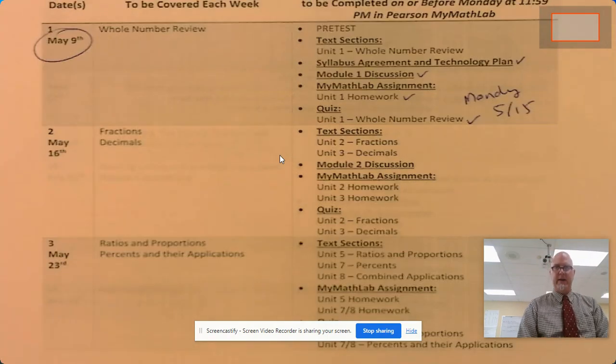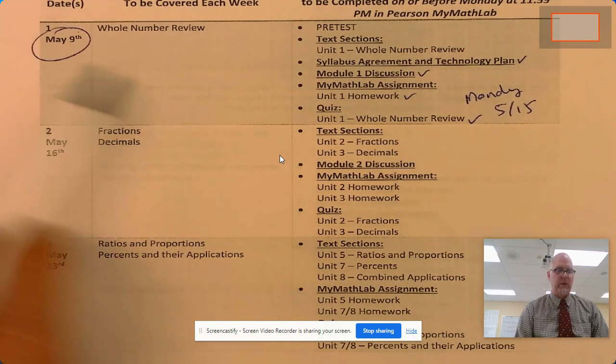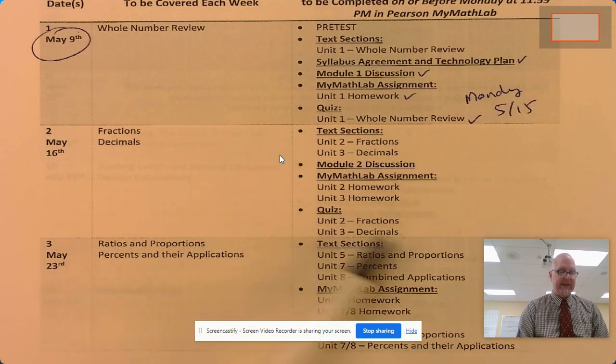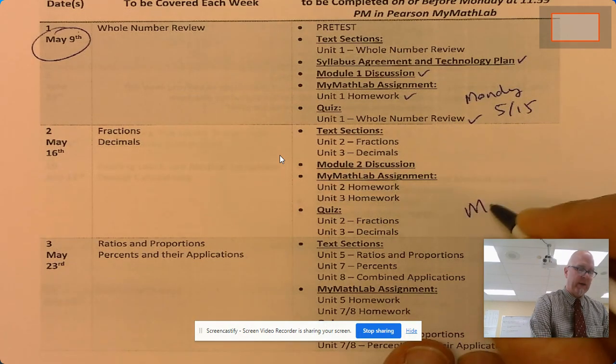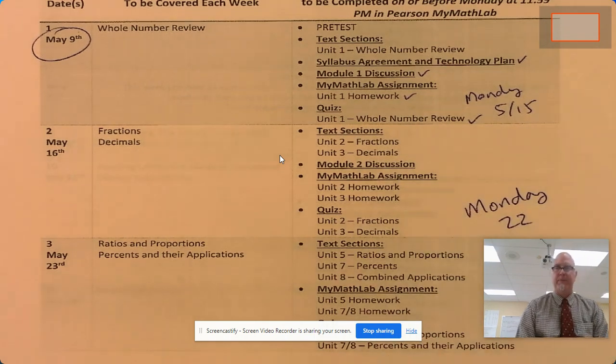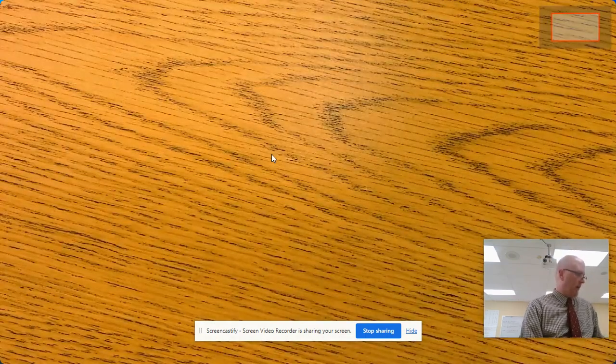Every time we assign something, the syllabus tells you what we're working on that day, and everything that is being worked on that day will be due the following Monday. So this one will be due Monday the 22nd. If you have any questions about how the syllabus works, let me know, and we'll go through that. But right now, I want to get into the math because this video is more about the math than about the ins and outs of all that.